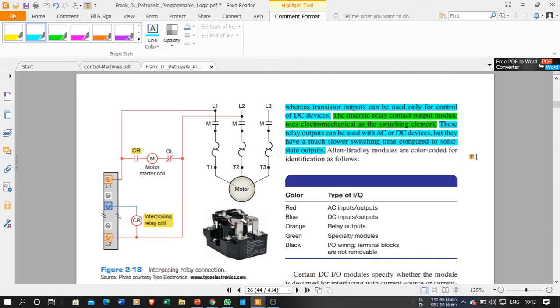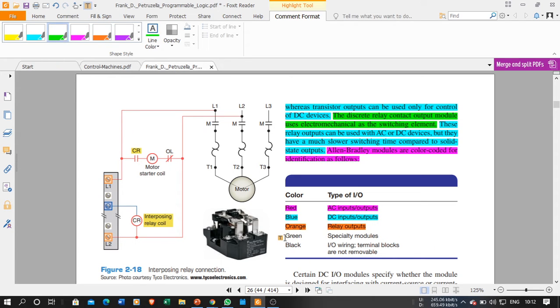Allen-Bradley modules are color coded for identification as follows. If you are going to use the Allen-Bradley PLC, they have given colors for various modules. Red represents AC input and output modules. Blue indicates DC input modules. Orange represents relay-based modules.